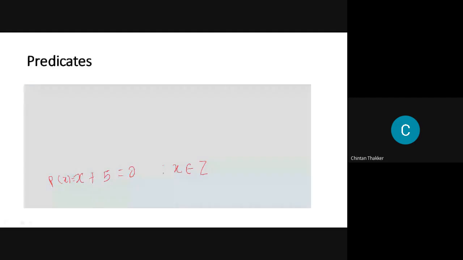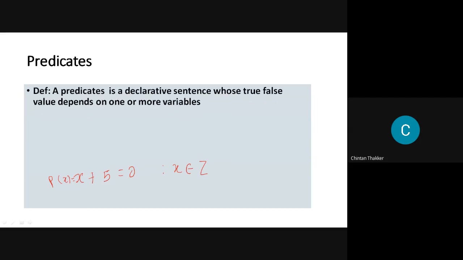So predicates means a declarative sentence where the truth value of that sentence depends on a variable involved in the sentence. But remember that for predicates, the domain is necessary, meaning where the variables are defined is also given to you. The predicate is a declarative sentence whose true or false value depends on one or more variables involved in that sentence.